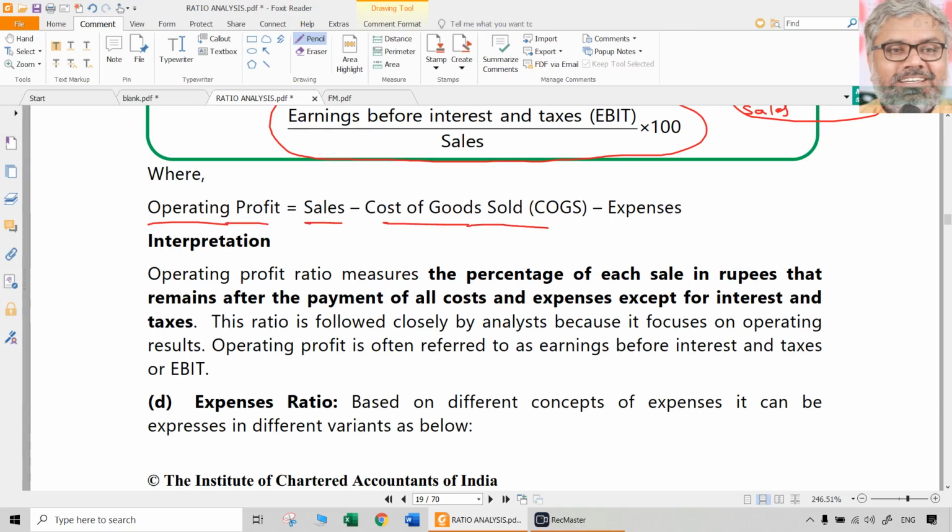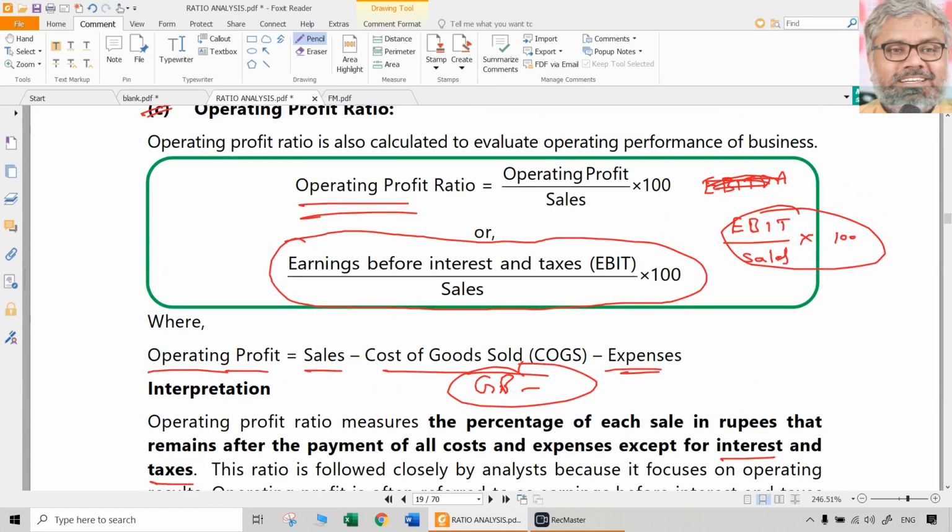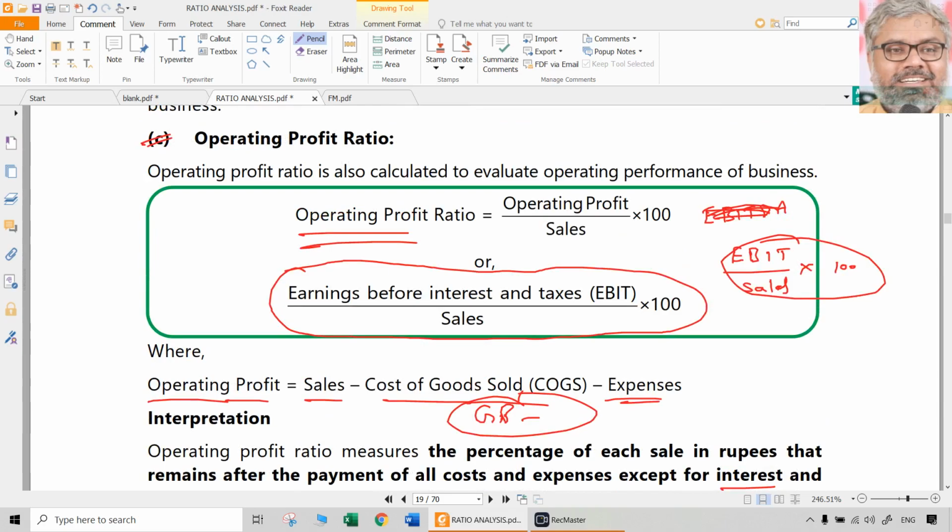Sales minus cost of goods sold, which is gross profit, minus expenses. Which expenses? Other than interest and taxes, all other operating expenses can be taken, including depreciation, because we are not talking about EBITDA. Sometimes in real life, EBITDA is a better representation of the operational performance of the organization.